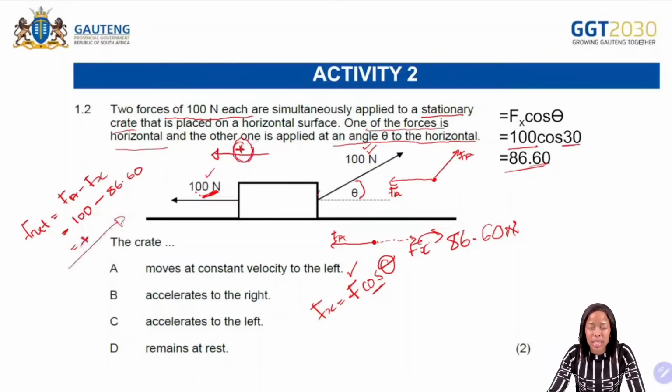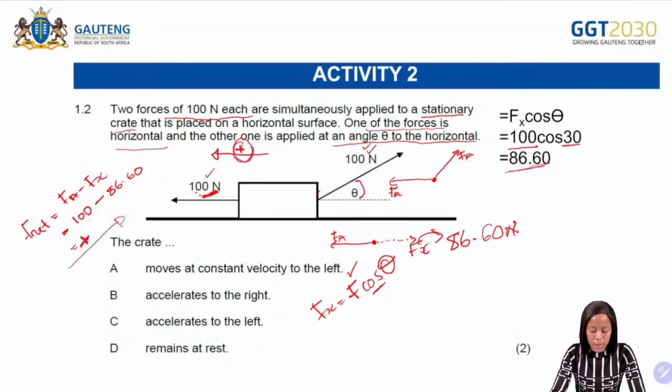So again, we said that Newton's second law says that when a net force is applied on an object, the object will accelerate in the direction of the net force. Because you will get a positive answer, it means that the direction of the net force will be to the left-hand side.